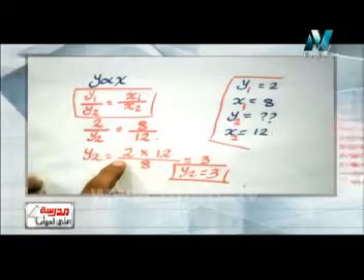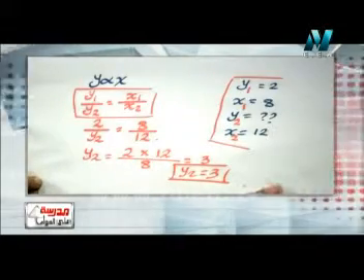So here, after cross multiplying, I get 2 times 12 divided by 8, so y2 equals 3. Okay. Let's have another one.